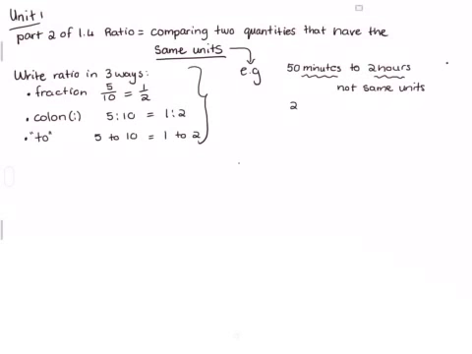So the 2 hours I would change to 120 minutes. So then I'm comparing 50 minutes to 120 minutes. And I can simplify that. So 50 minutes to 2 hours is the same ratio as 5 to 12. Or you can write it 5 to 12.